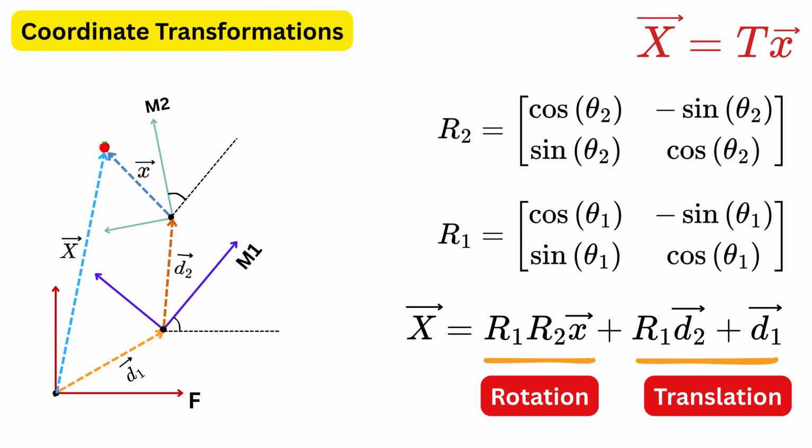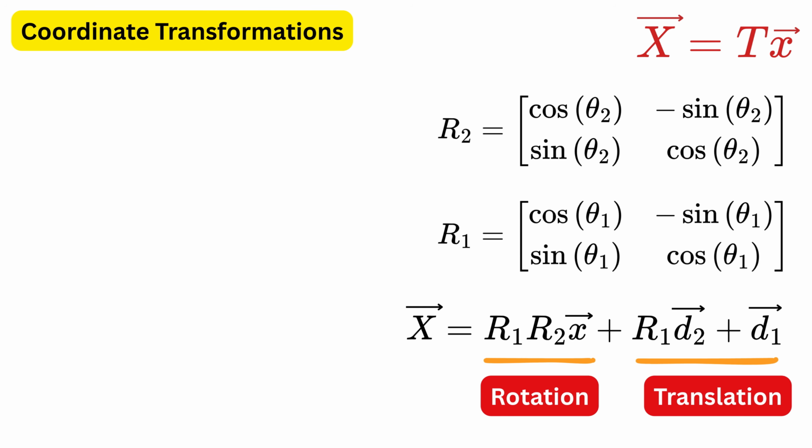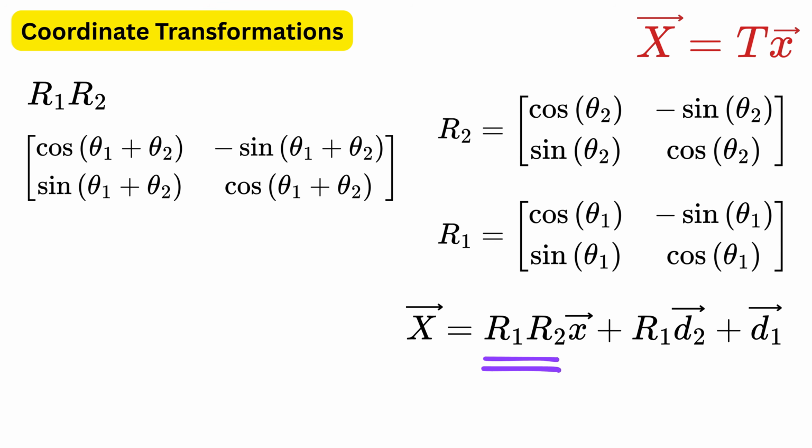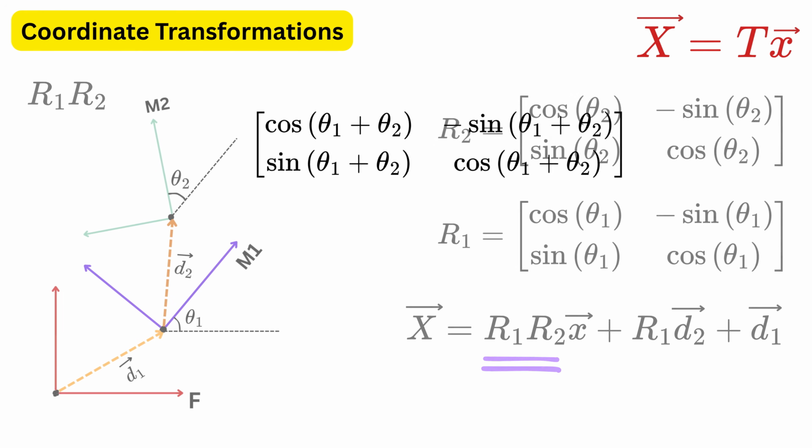That was out of this world. By the way, let me show you some magic. Multiply this R1 times R2. We get this. This allows us to compute the total rotation directly without separately handling each angle.